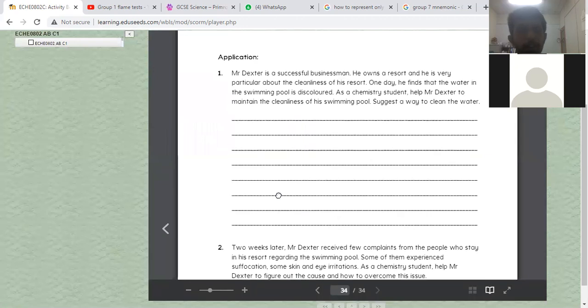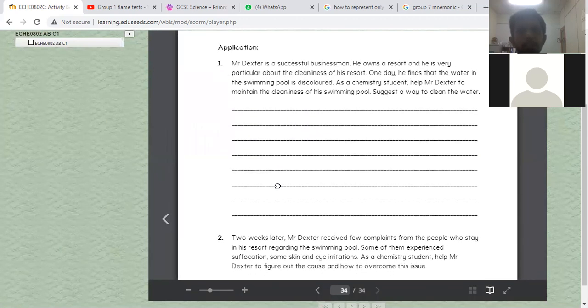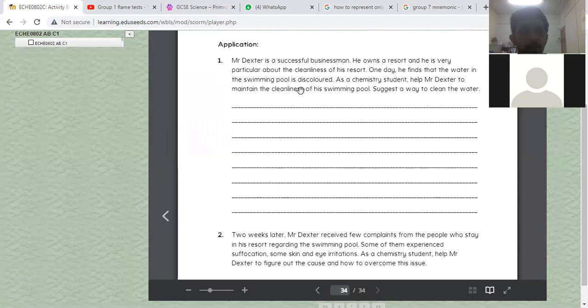Okay, then we've got this application. Mr. Dexter is a successful businessman. He owns a resort and he's very particular about cleanliness. One day he finds that the swimming pool is discolored. So as a chemistry student, help Mr. Dexter to maintain cleanliness of the pool, suggest a way to clean the water. Okay, so what do you all think? What should Mr. Dexter do?